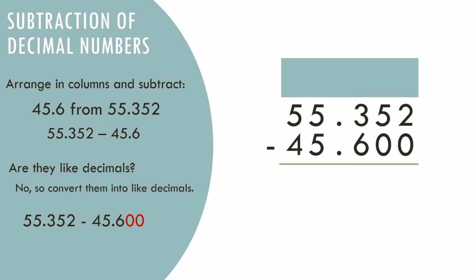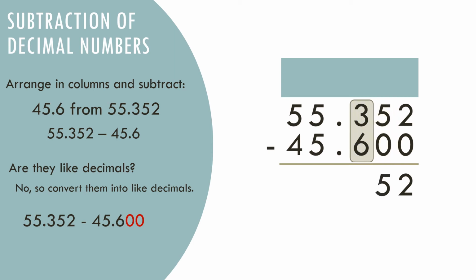See, the decimal point should come one below the other in the column. As usual, we start our subtraction from the right. 2 minus 0 is equal to 2, so write 2 below the line. Then subtract 5 minus 0 is equal to 5, so write 5 below the line.